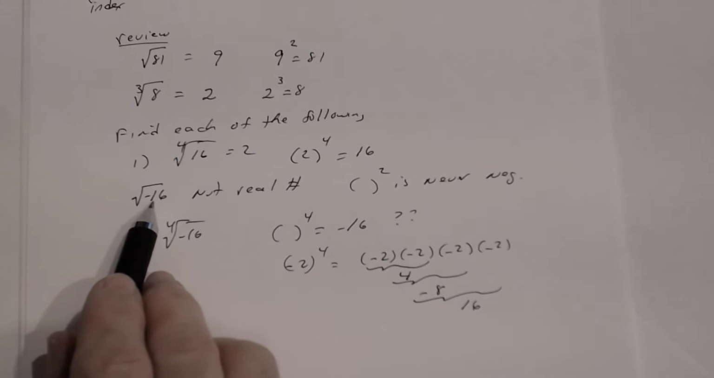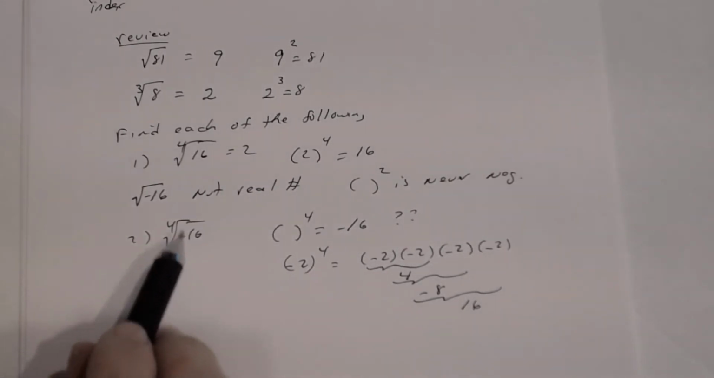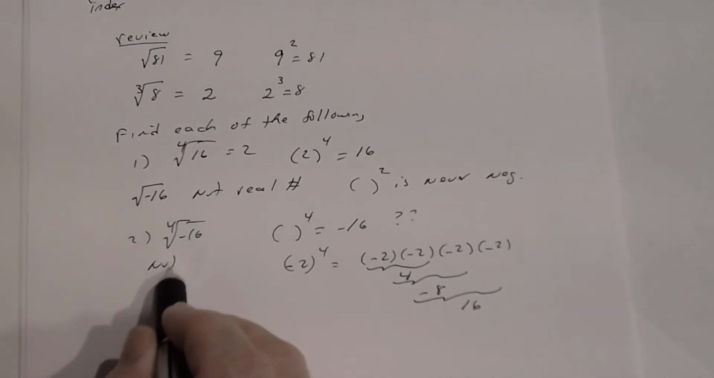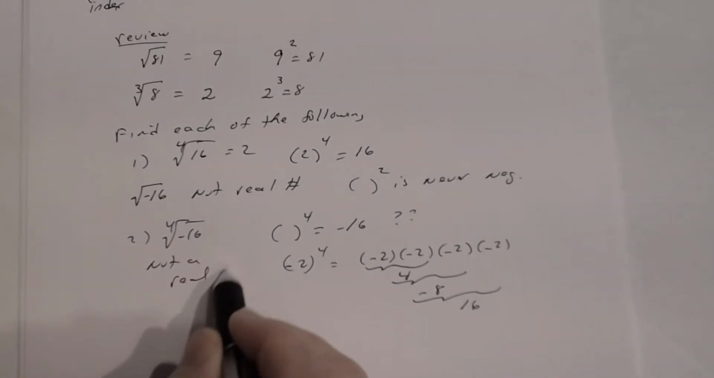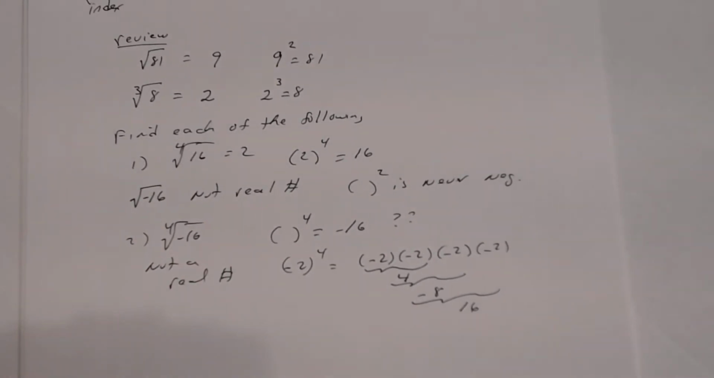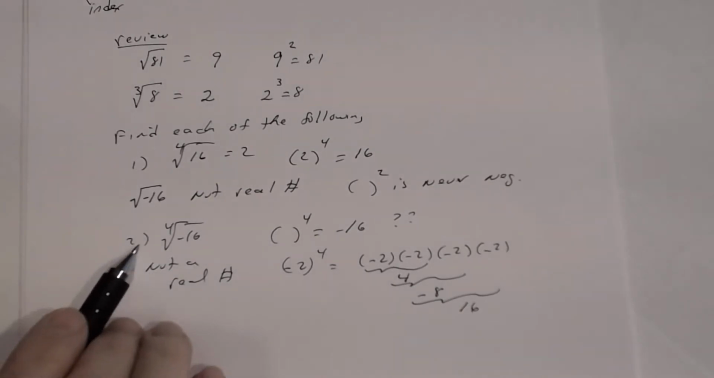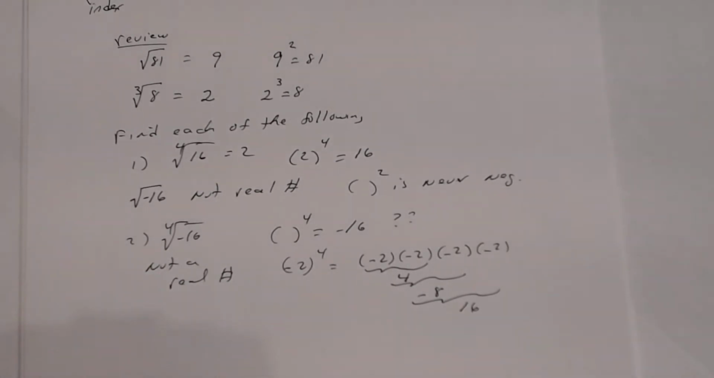So if the square root of negative 16 is not a real number, then what do you think about this? Well, that's not a real number either. When we talked about cube roots, we saw that we can take the cube root of a negative number, couldn't we? But for a square root of a negative number, we know that's not a real number. For the fourth root of a negative number, we know that's not a real number.